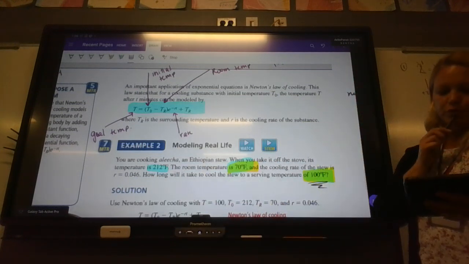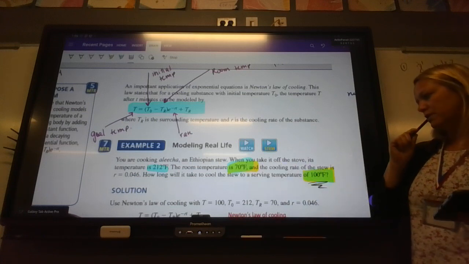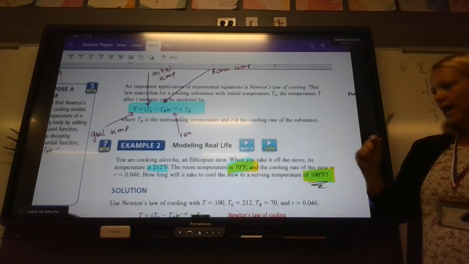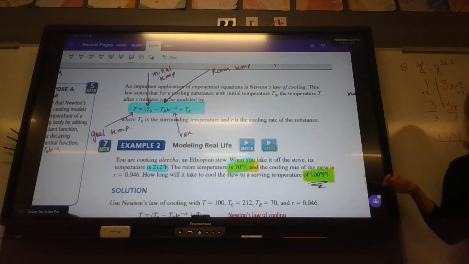It says the room temperature is 70. I know kitchens can get really hot in a restaurant. The cooling rate. How long will it take till the serving temperature of 100? Are we really serving soup at 100 degrees? What's the temperature of your mouth?